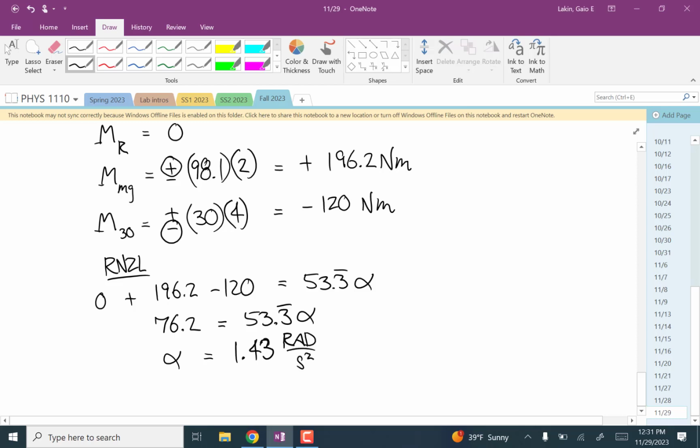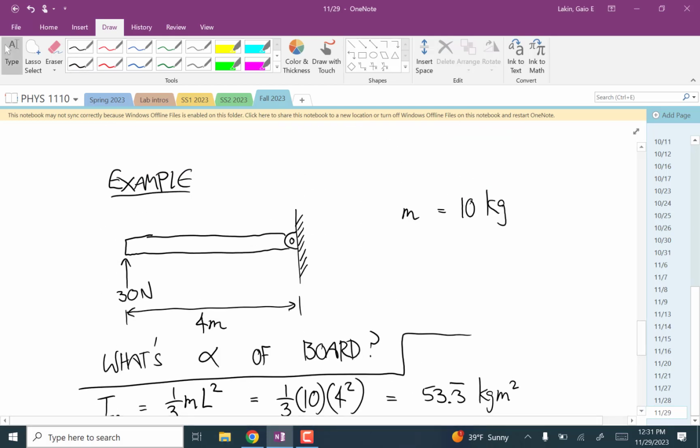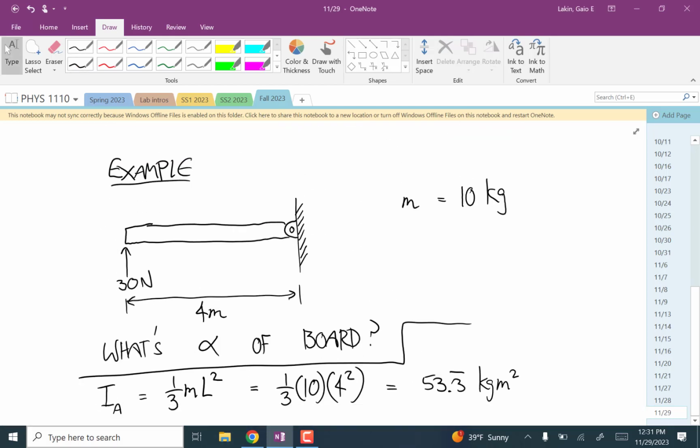And so what we figured out is that this body is going to have an angular acceleration that's counterclockwise. Does that make sense with what you would expect to happen here? It's a little hard to tell because of this 30 newton force. It just depends whether that is enough to offset the weight force or not. But the weight force has a bigger moment, and so the effect is that this is going to rotate counterclockwise. Okay?